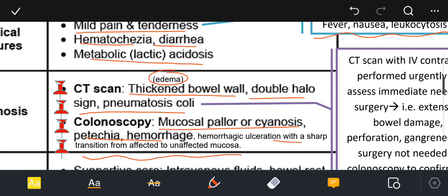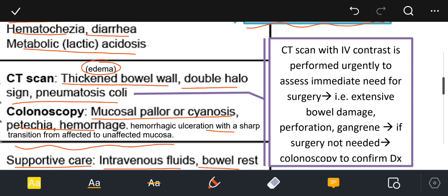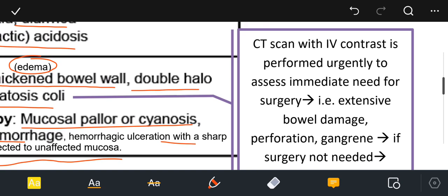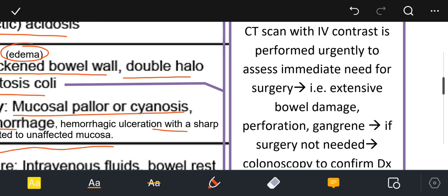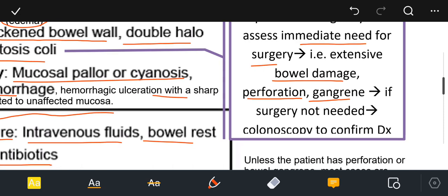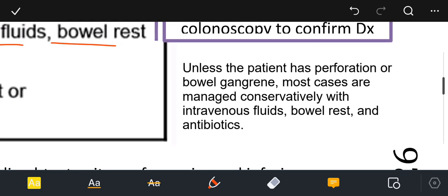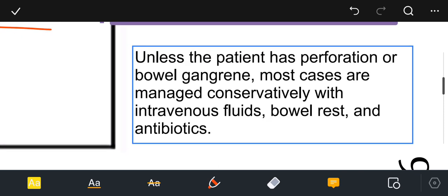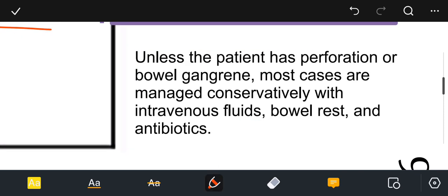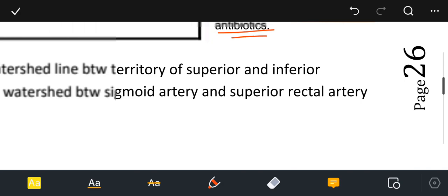Then diagnosis. A CT scan with IV contrast is performed urgently to assess the immediate need for surgery, that is, extensive bowel damage, perforation, gangrene. If surgery is not needed, colonoscopy is done to confirm the diagnosis. Unless the patient has perforation or bowel gangrene, most cases are managed conservatively with IV fluids, bowel rest, and antibiotics.